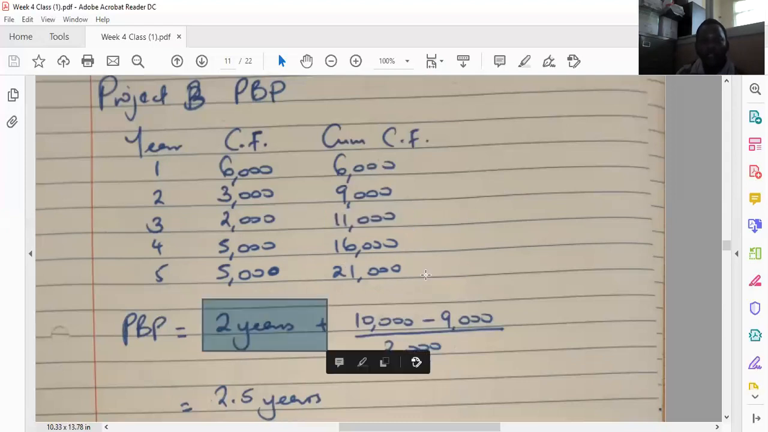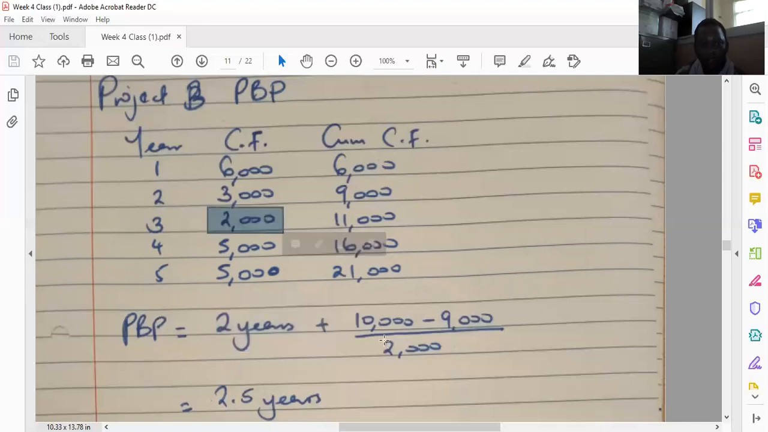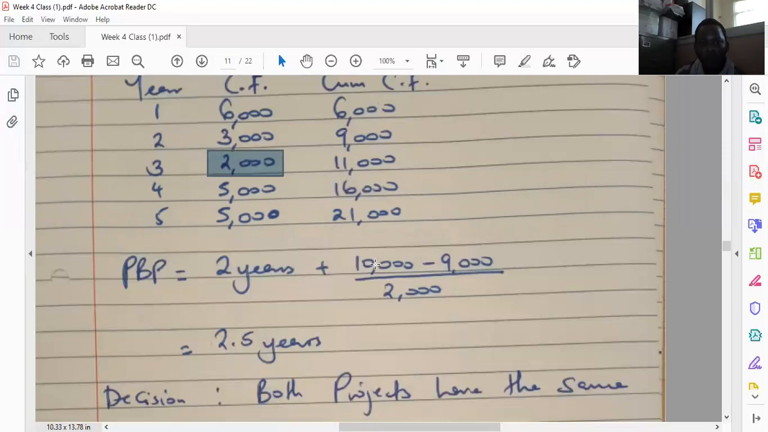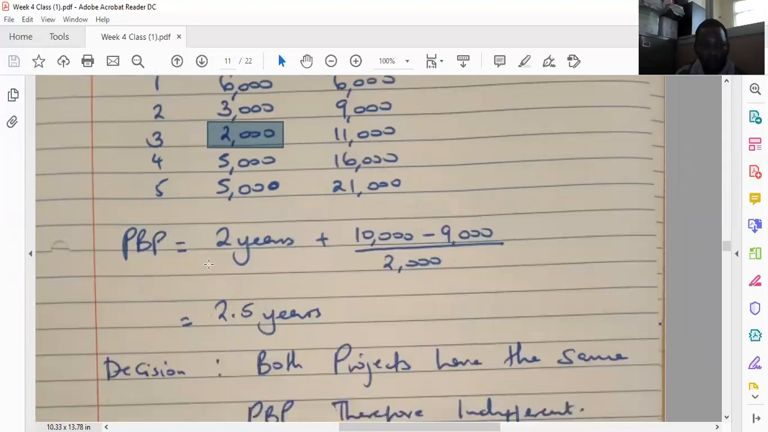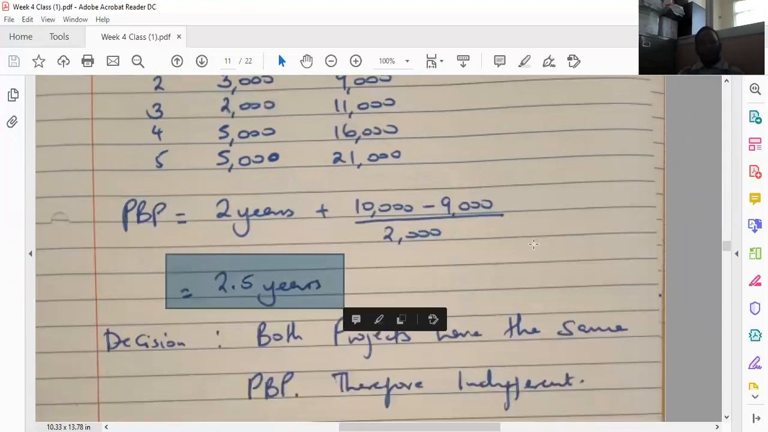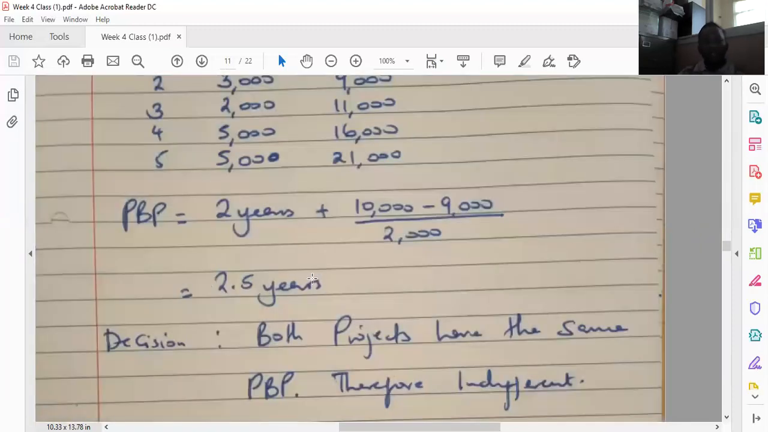The portion of the third year is equal to the amount remaining to recoup the total amount, which in this case is 10,000 minus the total amount received by year 2, that is 9,000, which will give us 1,000, divided by the cash flow of year 3. So the cash flow of year 3 is 2,000 shillings. That will give us 2 years plus 1,000 divided by 2,000, which is equal to 2.5 years. So in this case, the PBP of project B is 2.5 years.